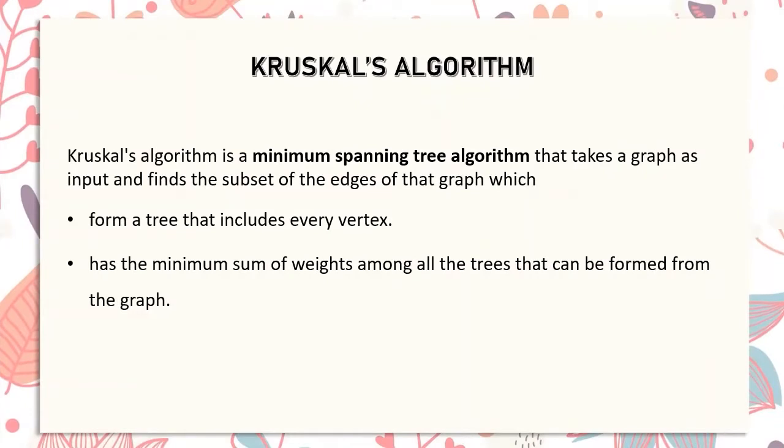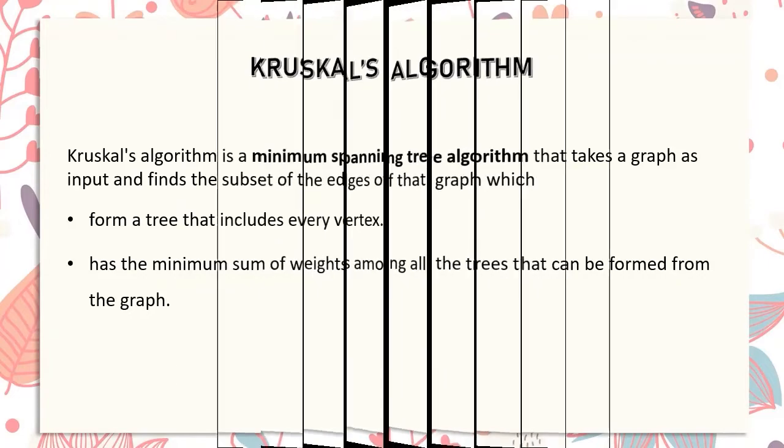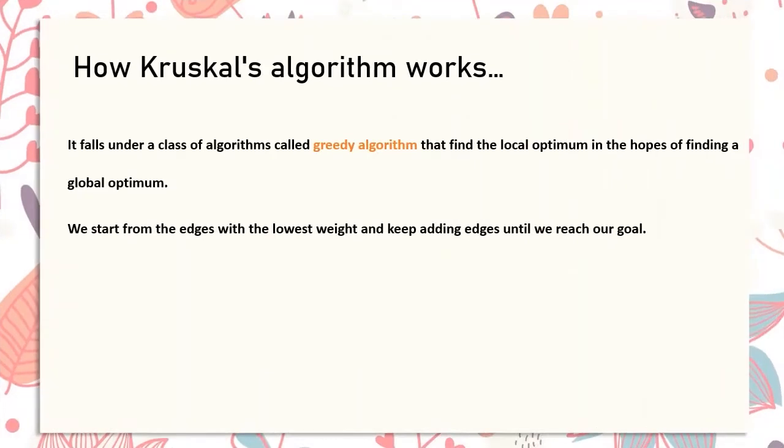Kruskal's algorithm is a minimum spanning tree algorithm which takes a graph as the input and finds a subset of the edges of that graph which forms a tree that includes every vertex and has the minimum sum of weights among all the trees that can be formed from the graph. Kruskal's algorithm falls under a class of algorithms called greedy algorithms, and a greedy algorithm finds a local optimum for finding the global optimum. We start from the edges which have the least weight and keep adding edges till we reach our final goal.